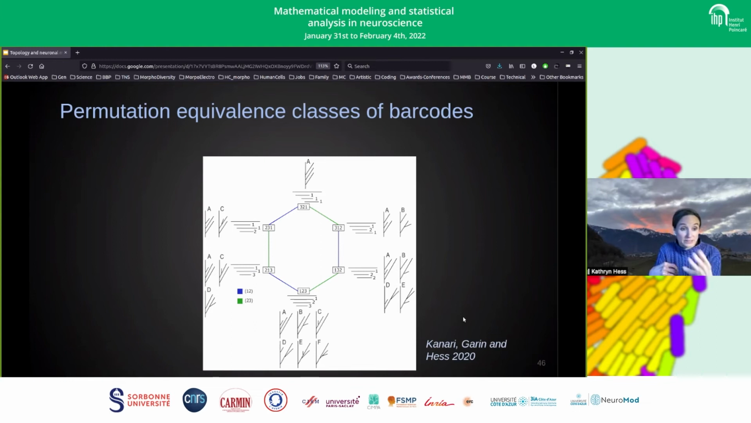And so one very simple representation of something as complex as a geometric tree, or the tree associated to a neuron, or dendrite in this case, is just the permutation equivalence class. So what permutation do you associate to its barcode?